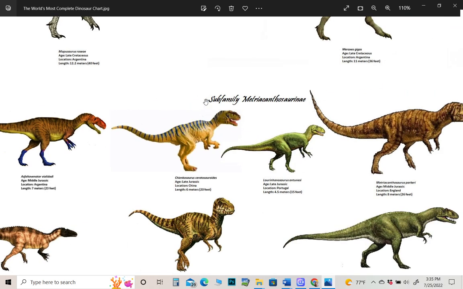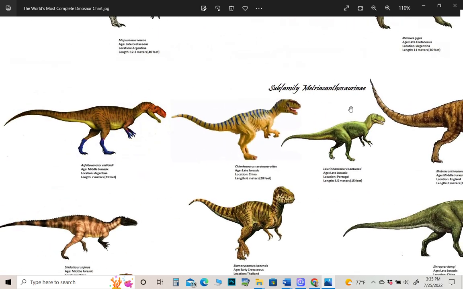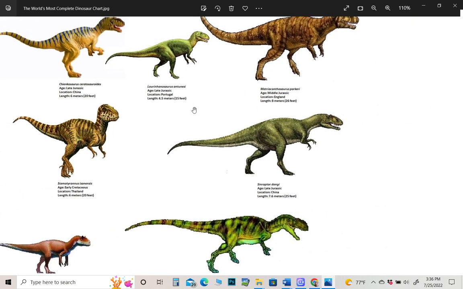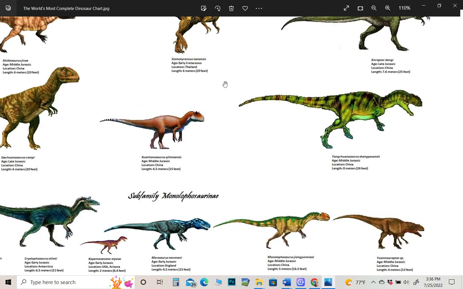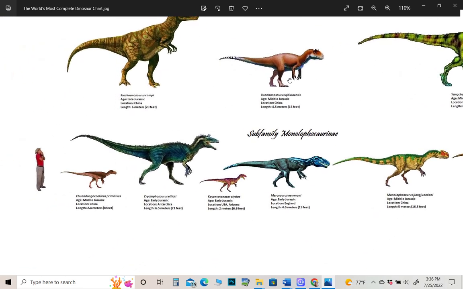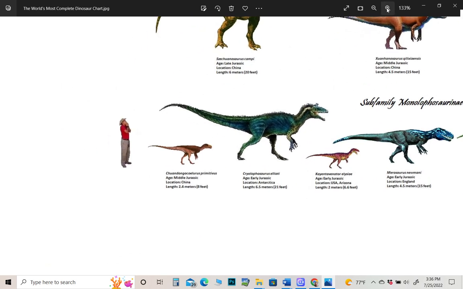Asphaltovenator, Chienkosaurus, Lorenhanosaurus, Metriacanthosaurus, Ischidasaurus, Siamotyrannus, Sinraptor, Szechuanosaurus, Zooenhanosaurus, Yingchuanosaurus. And we have the Monolophosaurs, as well as the things that are closest to them.